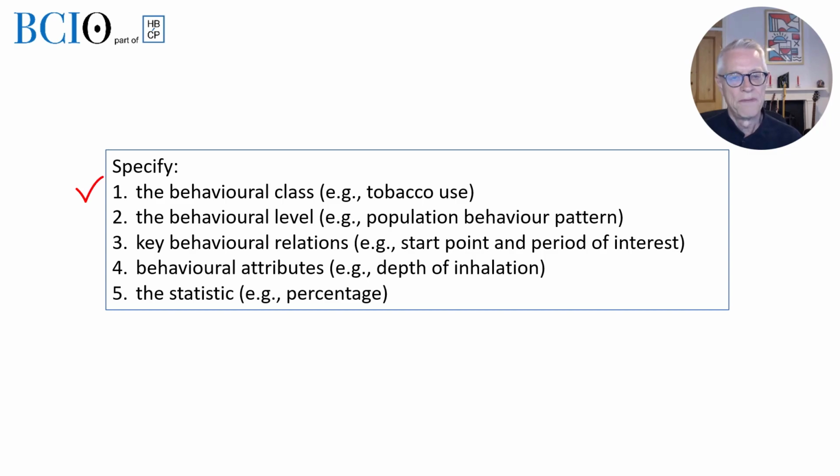First of all, you specify the most specific behavioural class or classes that you can. You specify the level in terms of individual, population and one-off behaviour or behaviour pattern. You specify any relations such as the start point and period over which the behaviour could occur. You specify any behavioural attributes, and then finally you specify the statistic.